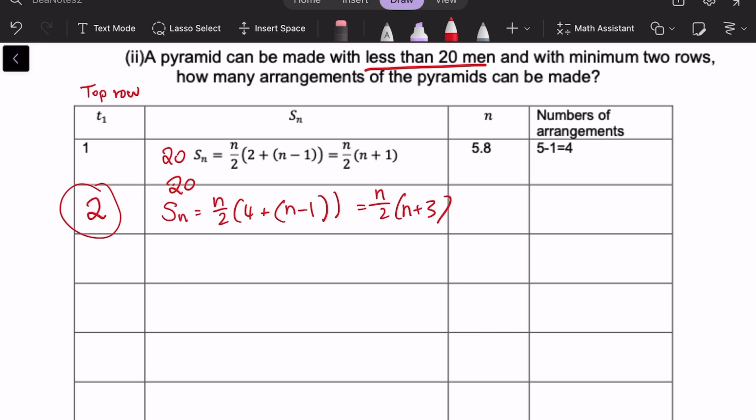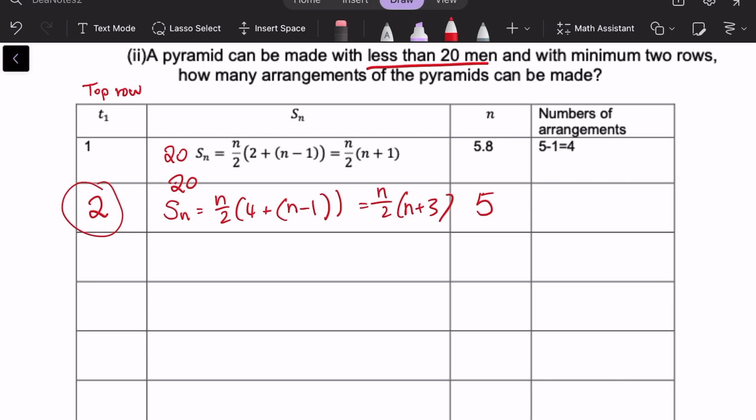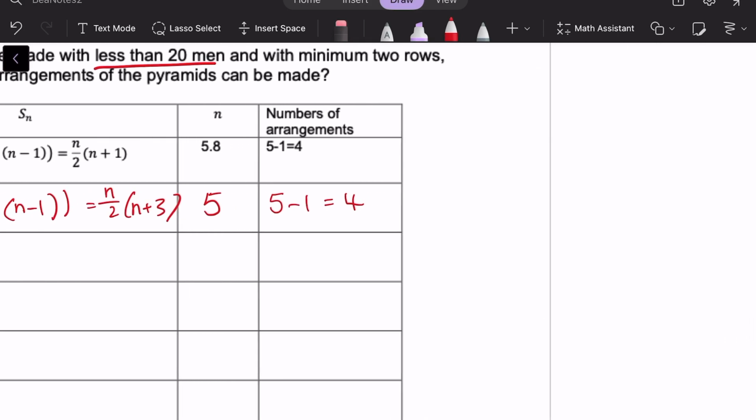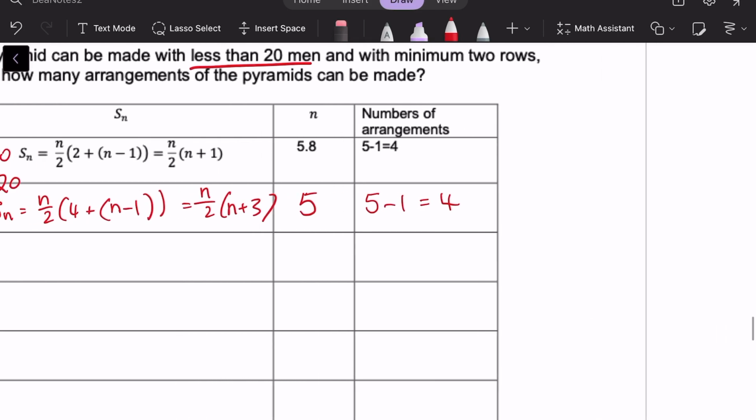And when you solve this on a ClassPad, sub in Sn as 20 because that's the maximum number that we can work with. Then it will just give us 5 point something, I don't know, but it rounds to 5. Hence the number of arrangements is going to be 5 minus 1, which is 4.